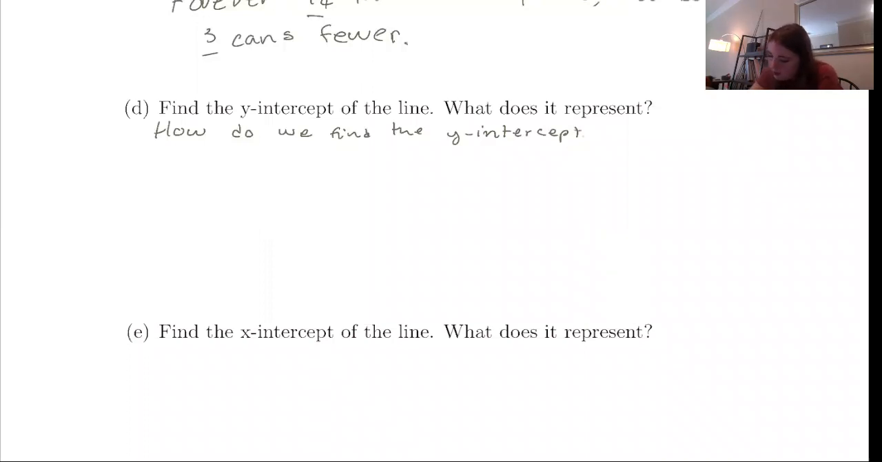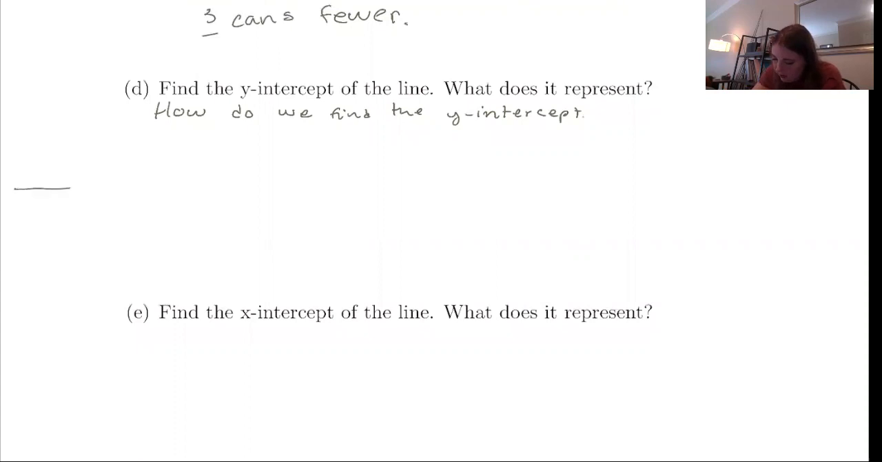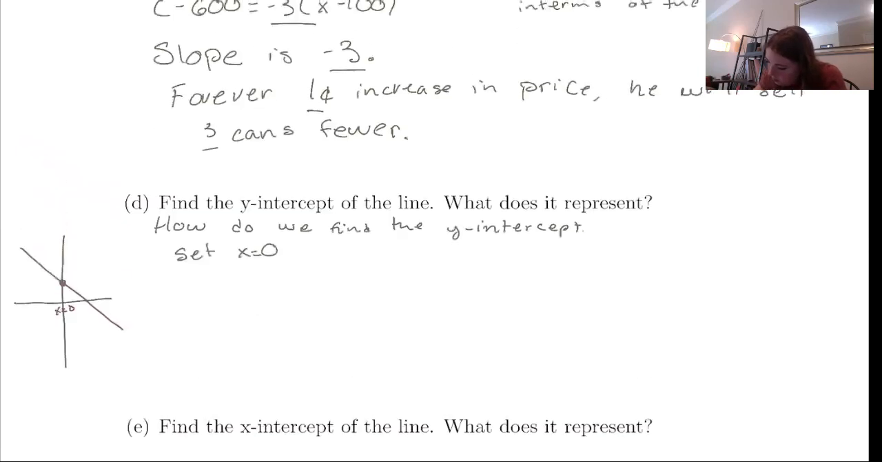Right, I can set x equal to 0. If I look at my graph and here is the linear function we're working with, our y-intercept is this point. It's a y value because it's when x equals 0. X equals 0 is the y-axis. So we're going to set x equal to 0.